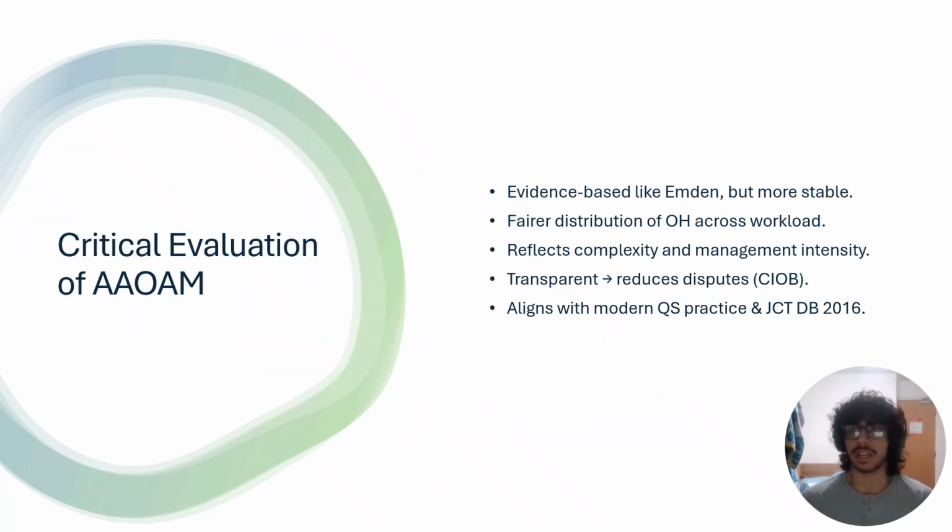AAOAM improves on both older methods. It's more realistic than Hudson because it's based on real numbers, and more stable than Emden because it doesn't fall apart when turnover changes. It also recognizes the real-life complexity of variations, something neither Hudson nor Emden even try to do. Overall, it's easier to justify, more balanced, and fits better with how claims are actually reviewed under JCT.